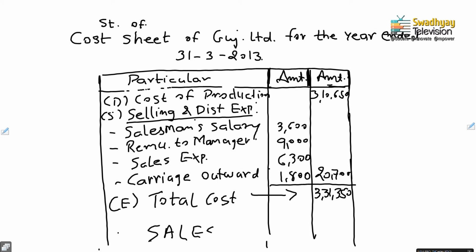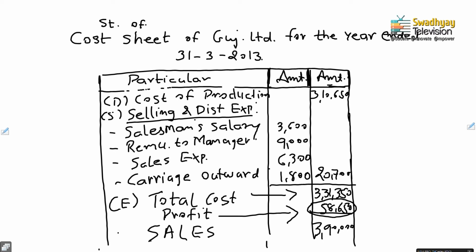Now we will compare this cost with the final value, and that is your sales. The sales is already given in the question. See the question, the sales value comes to ₹3,90,000. It means the ₹3,90,000 sales value is higher than the total cost, which comes to a profit. The profit is the difference between cost and sales. It is ₹58,650. That is your profit, and that is your answer.